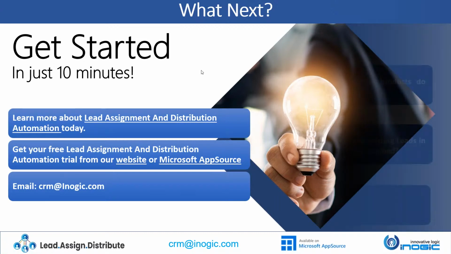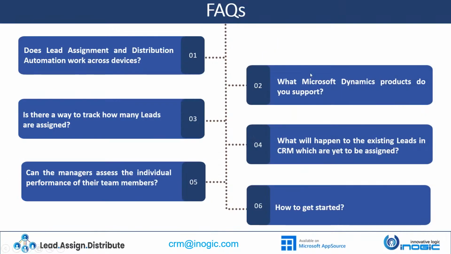Before I open the floor for questions, let me go through some of the questions that I get day in, day out for lead assignment. Does lead assignment and distribution automation work across devices? Definitely yes. What Microsoft Dynamics products do you support? Like I mentioned, it's available for CRM version 9.x and above, and it's also supported on-premise as well as in an online environment. Is there a way to track how many leads are assigned? One of the best ways is with the help of the dashboards itself.